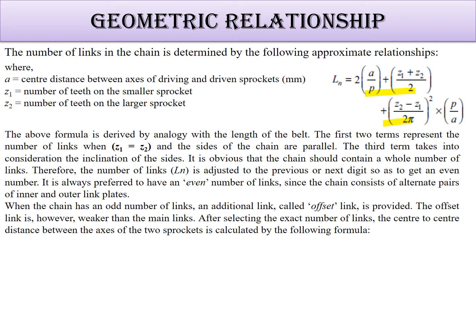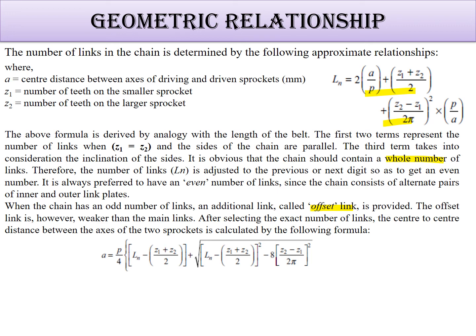So the number of links is adjusted to the previous or next digit, and we know that it should be a whole number. We can't say it can be a rational number or give it in a point value. So when the chain has an odd number of links, an additional link is added, because it should have an even value, and that link is known as the offset link. Now however, it is weaker than the main links, it should be weaker. So with the exact number of links, the center distance can change.